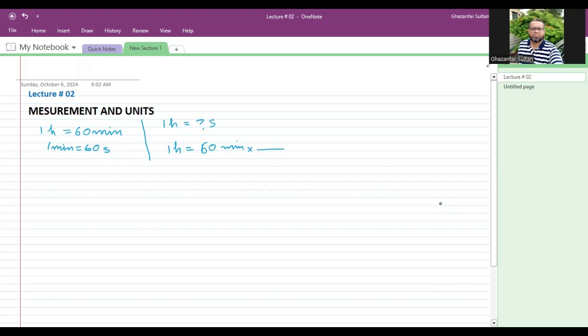So for this, you use dimensional analysis. Minute should be cancelled, so it should be in denominator and second in numerator. So 1 minute is equal to 60 second. So you can develop the relationship between hour and the second. So 60 into 60, it would be 3600 second. So 1 hour would be equal to 3600 seconds.